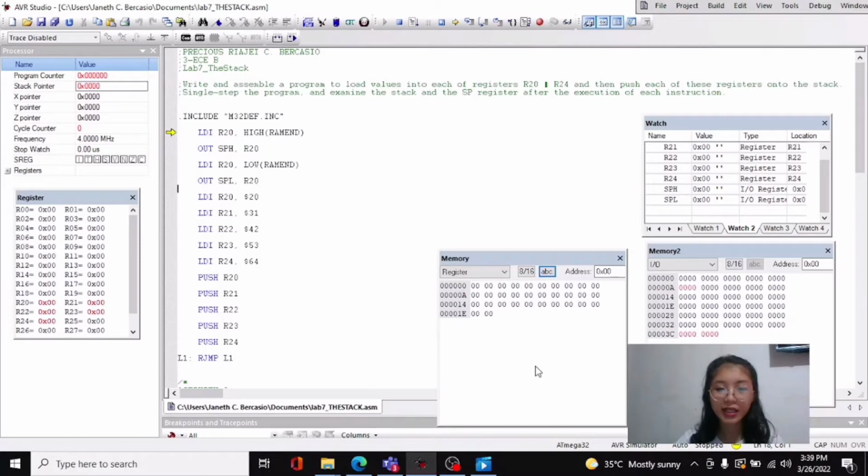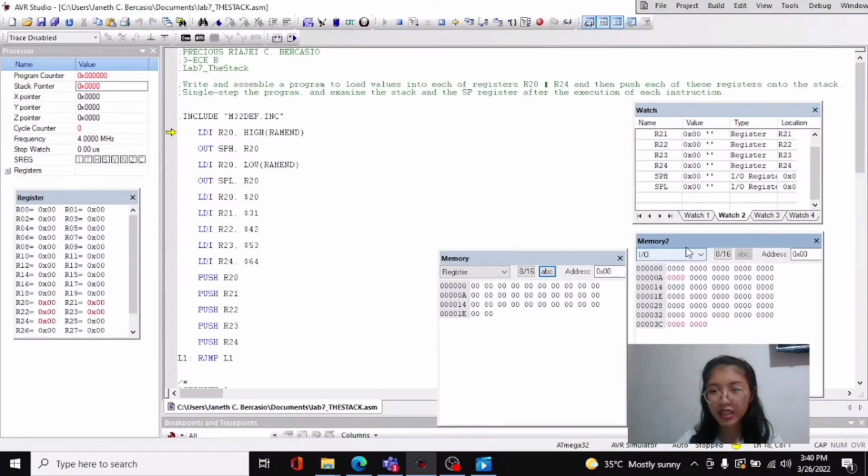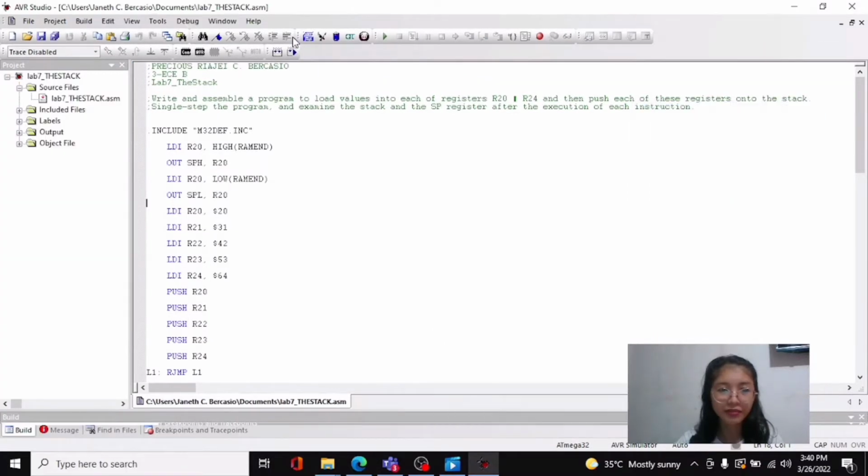The first and the second one are responsible for showing the results on the registers, this window is for watching these variables, and this one is for examining and observing the stack. Okay, so I will be pressing F11 to simulate the program.